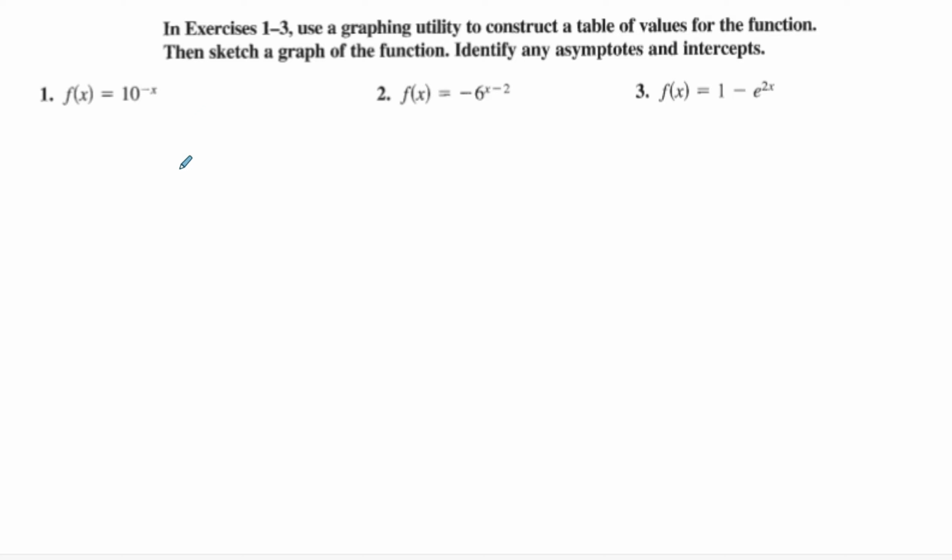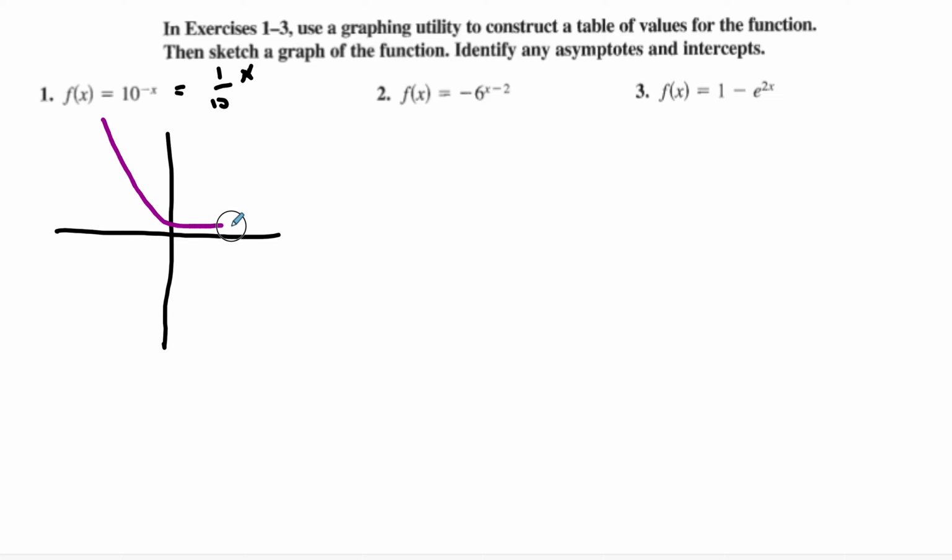So looking at 10 to the negative x, there's two ways to go. Remember, negative exponents take the reciprocal. That's 1/10 to the x. So that is exponential decay, or you can recognize the negative exponent is going to reflect 10 to the x over the y-axis, so it'll go like this. So it's going to look like that, right?